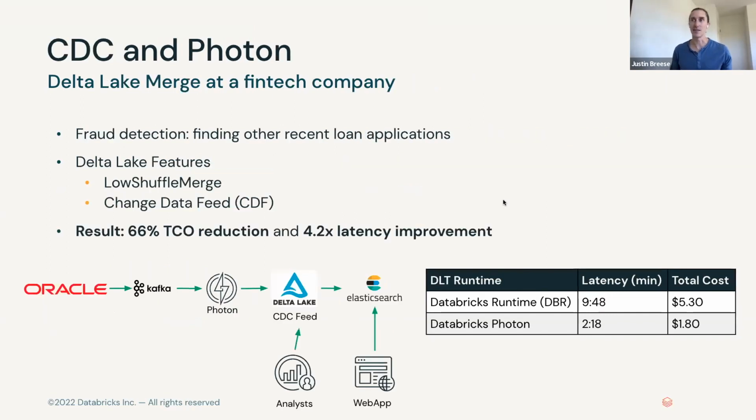All right, CDC and Photon. So another sample use case: a Delta Lake merge. Basically, this was a fraud detection use case at a fintech, trying to find other recent loan applications. And we leverage things like low shuffle merge. That's a recent Delta Lake feature. Basically, this allows your merges to happen a lot faster.